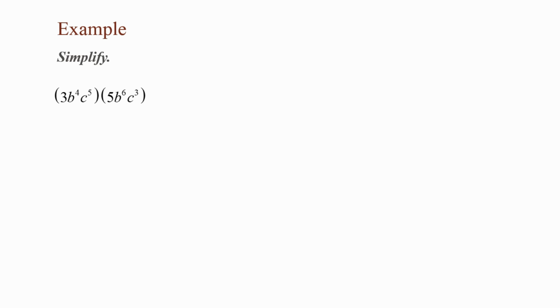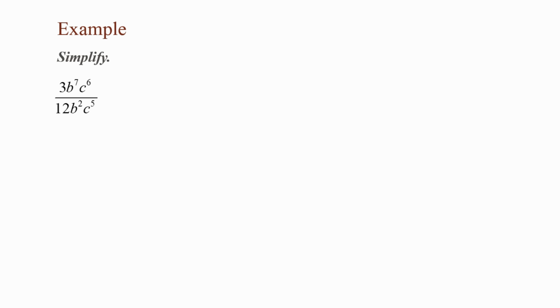In this example, we want to simplify 3b to the 4th, c to the 5th, times 5, b to the 6th, c to the 3rd. So for this problem, multiply the things that are the same. I want to multiply 3 times 5, which is 15. Then I want to multiply b to the 4th times b to the 6th. Because I'm multiplying the variables, I can add the exponents, and that gives me b to the 10th, because 4 plus 6 is 10. Then I want to multiply my c's, c to the 5th times c to the 3rd, and that gives me c to the 8th, because 5 plus 3 is 8. So my answer is 15, b to the 10th, c to the 8th.